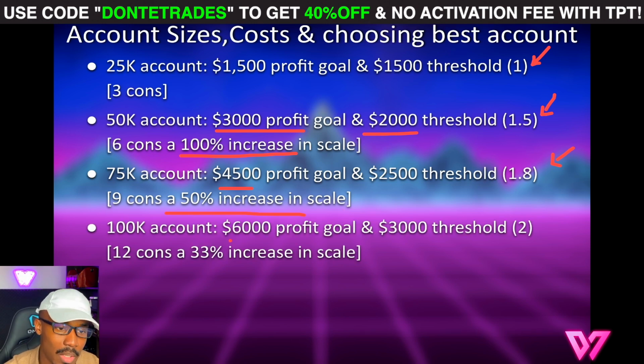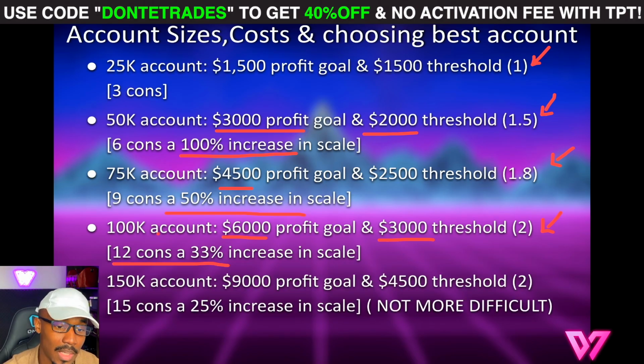Now let's take a look at the 100K account. The difficulty here on the 100K account is going to be 2, because you have a $3,000 threshold that you can lose, and you have to hit a profit target of 6K, right? And the increase in contracts is only 33%. So it's actually pretty bad. So the 100K is the worst.